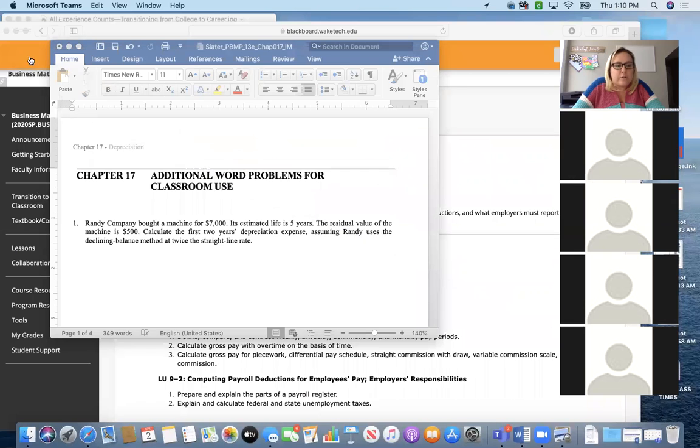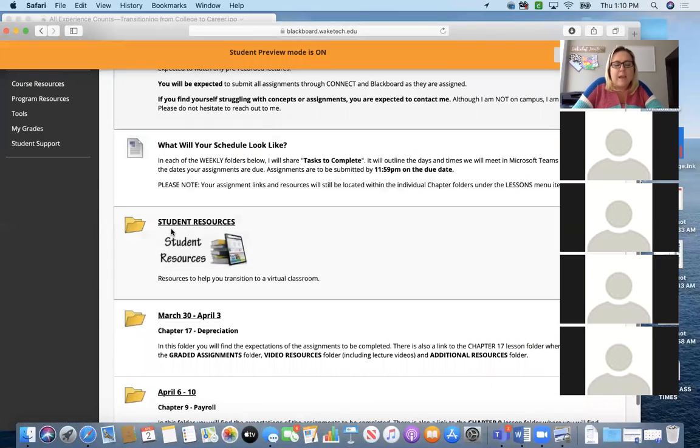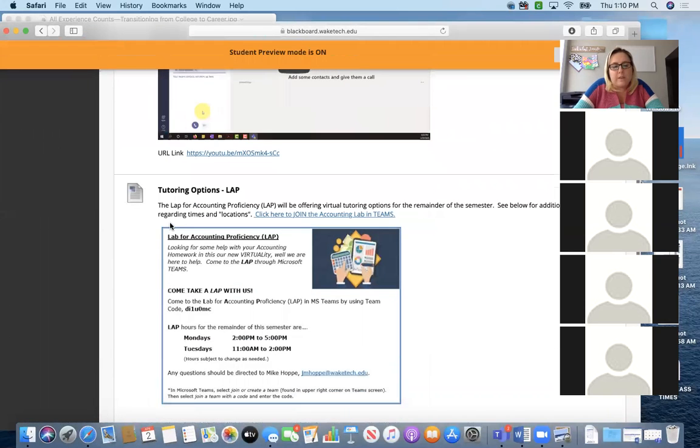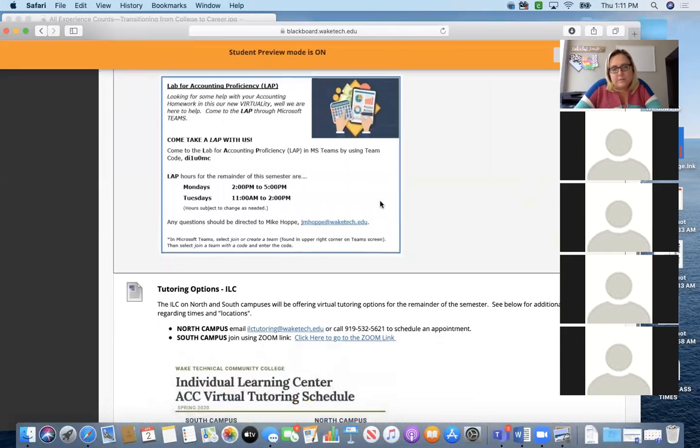Also, I want to show you, if you go to the transition folder, I've added some additional student resources. The Accounting Lab is offering tutoring virtually through Microsoft Teams, and the dates and times are here. I know this is a business class, but it can be tutored with the Accounting Lab. So take a look at that here for those dates and times and join the team. If you click on this link, it'll open up the team in Microsoft Teams.